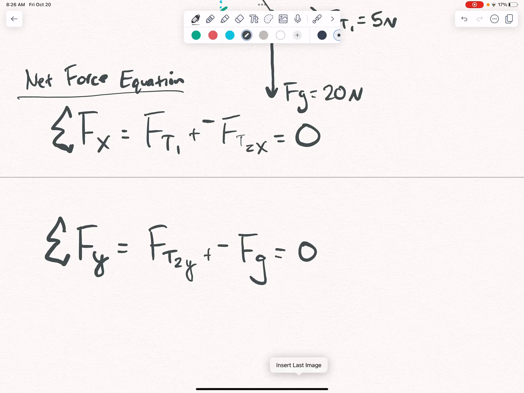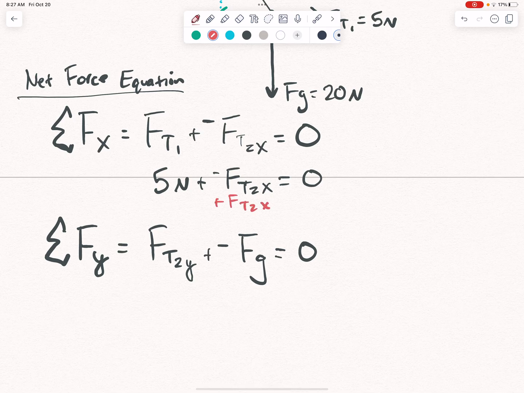FT1 was 5 newtons plus, let's say we didn't, I mean, this is going to be pretty obvious, but if I add FT2 on the other side, that's going to equal 5 newtons as well. But let's just assume I didn't know what it is. FT2 in the X direction equals 0. And if I said, all right, go ahead and solve for what is FT2 in the X direction, I could just add on both sides FT2 in the X direction.